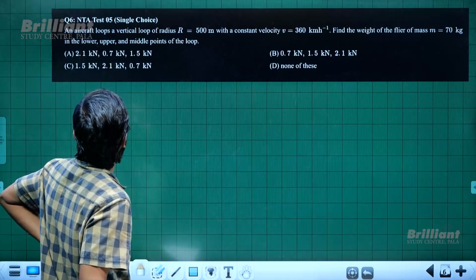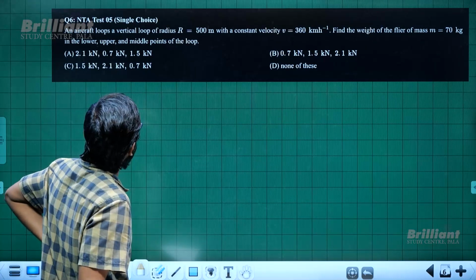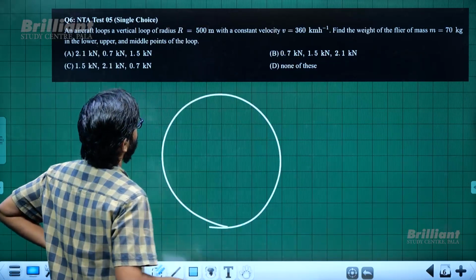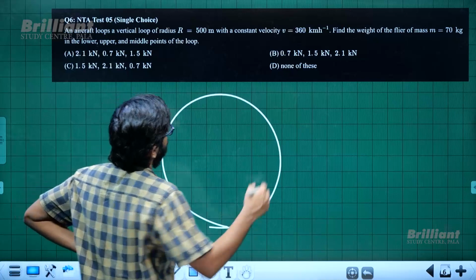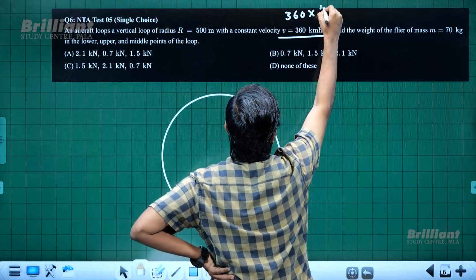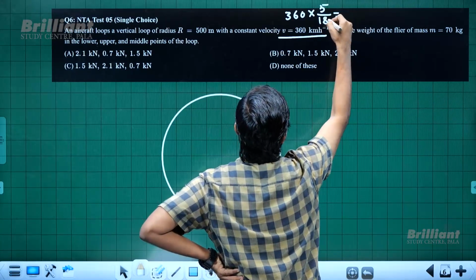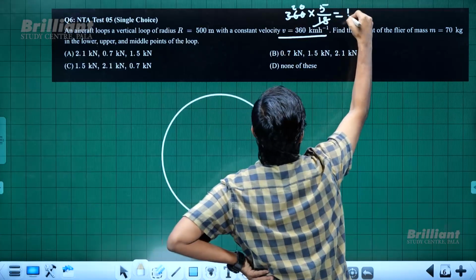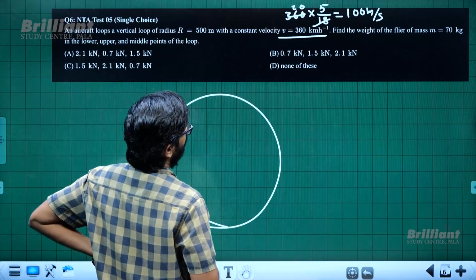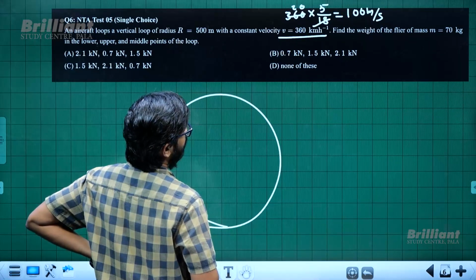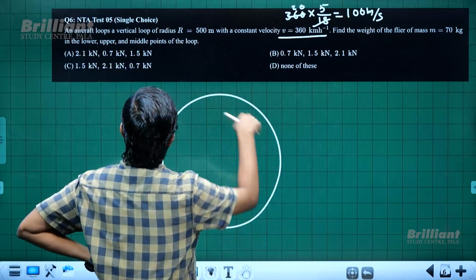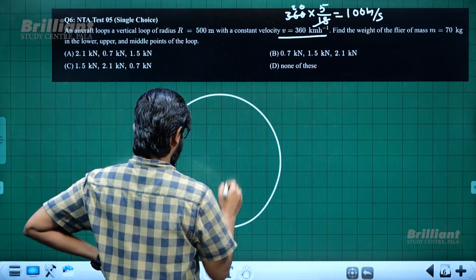In aircraft loops, an aircraft loops a vertical loop of radius 500 meter with a constant velocity 360 km per hour, which will be 360 into 5 by 18, which is 100 meters per second. Speed is 100 meters per second. So you need to find the weight of the flyer of mass 70 kg at the lower, upper and middle points of the loop.